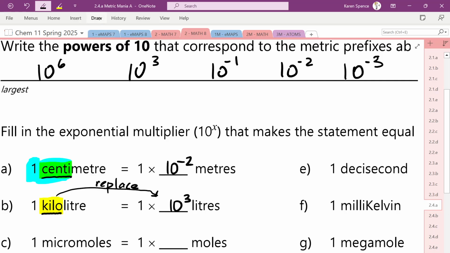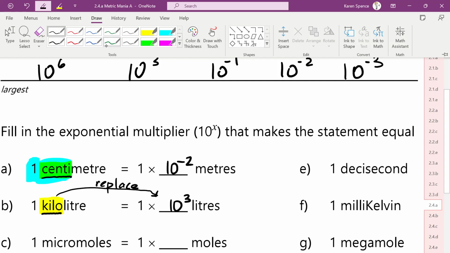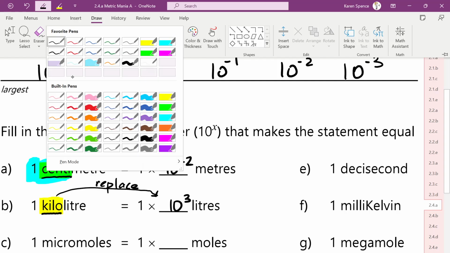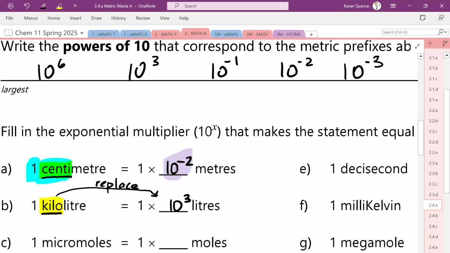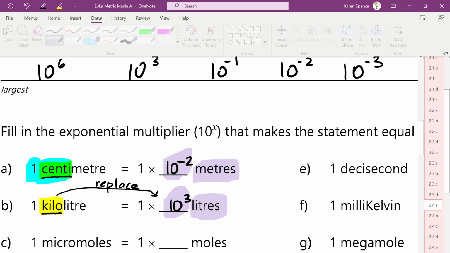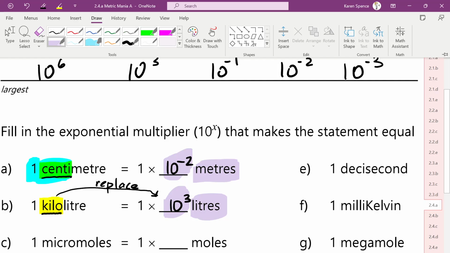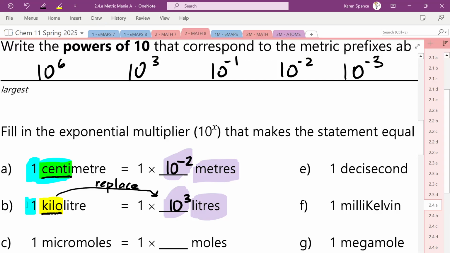So the power of 10 goes with the plain old unit, okay, the one without the prefix. The power of 10 goes with the plain unit, yes? And the 1, where did it go? The 1 goes with the prefix unit.